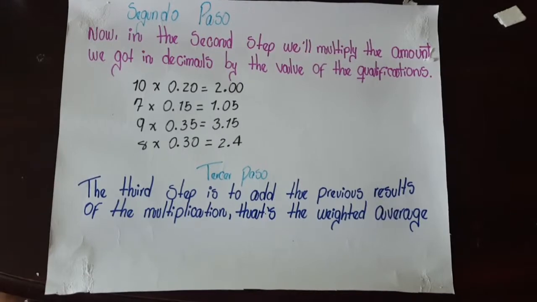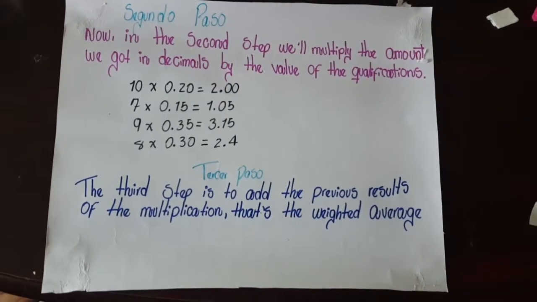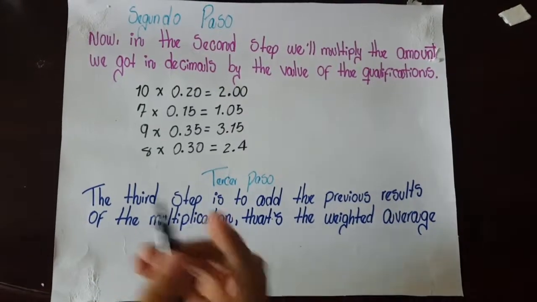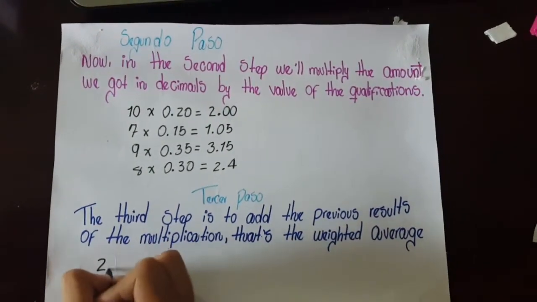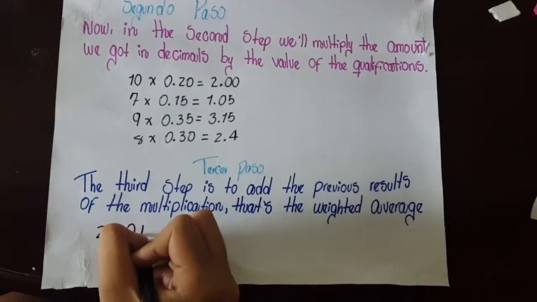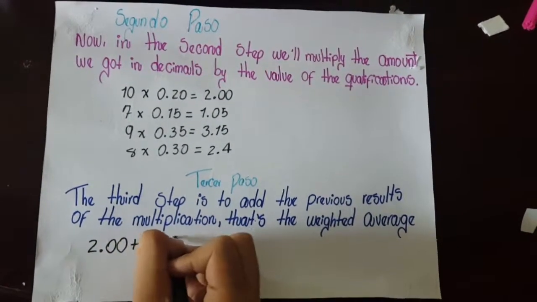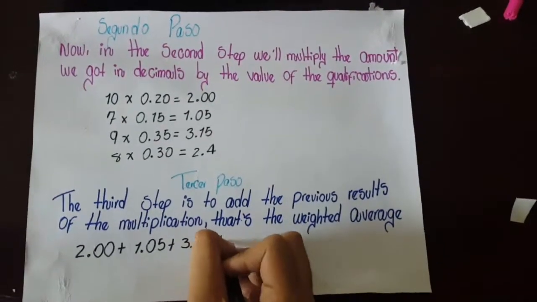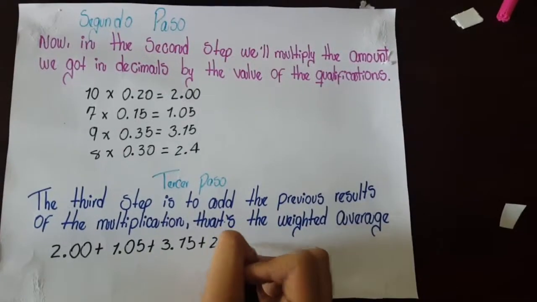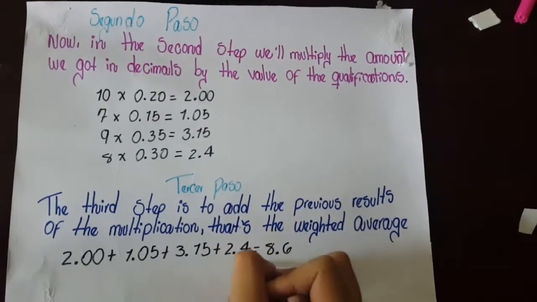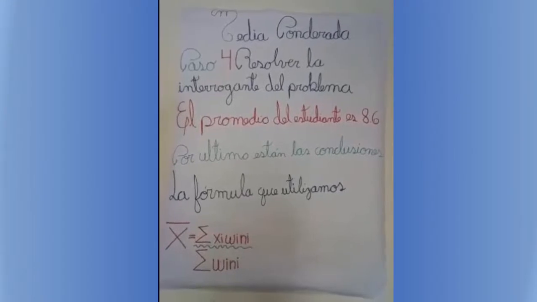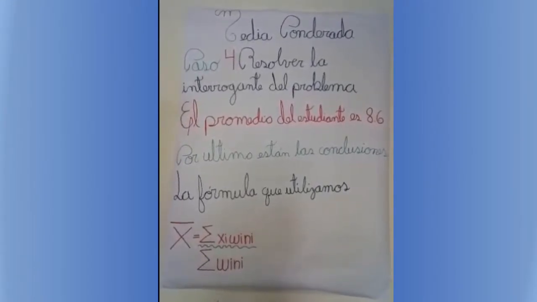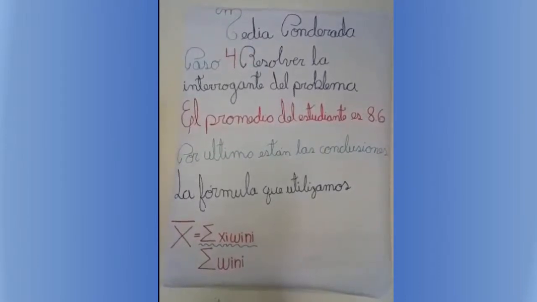Third step. The third step is to add the previous results of the multiplications. That's the weighted average. The fourth step is answering the question of the problem. The final qualification this student had was 8.6.